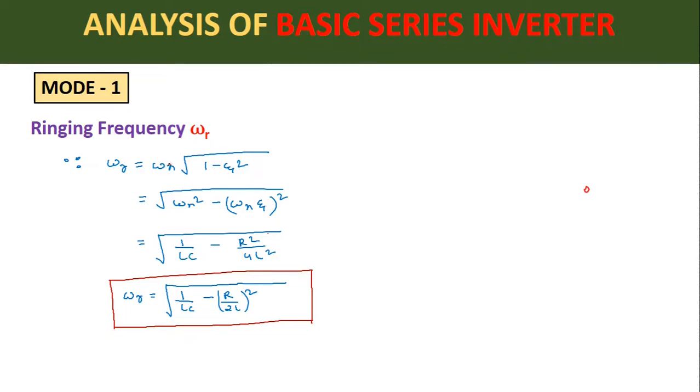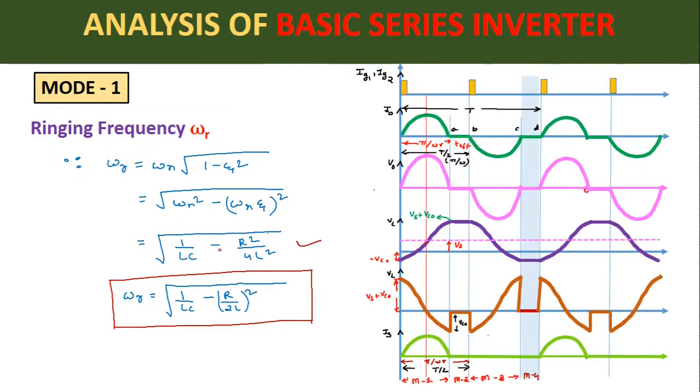Now we will shift this omega n into the square root, and we will get this type of equation. After putting the value of omega n and zeta in this equation, we will get this type of equation. So the final angular ringing frequency will be equal to under root 1 upon LC minus R by 2L whole square. In this output waveform, we can see that for the load current, when it varies from 0 to a point, that is from 0 to this point, is taken as the T1 instant.